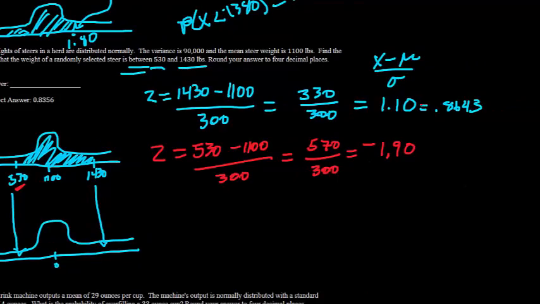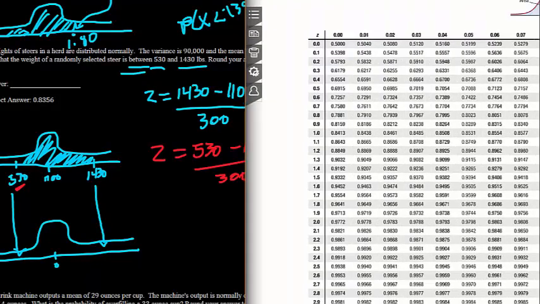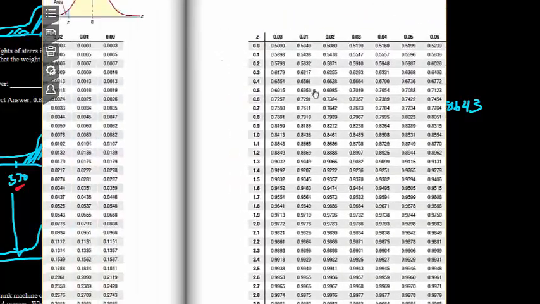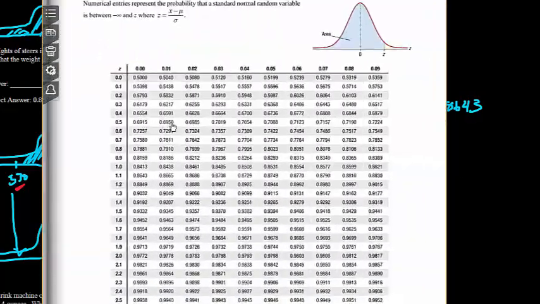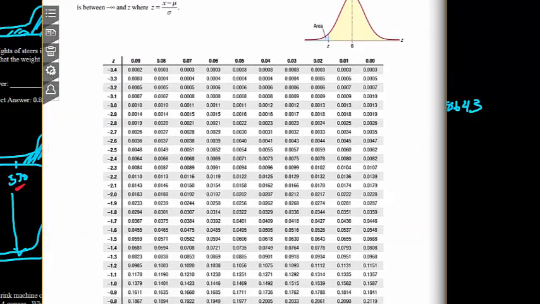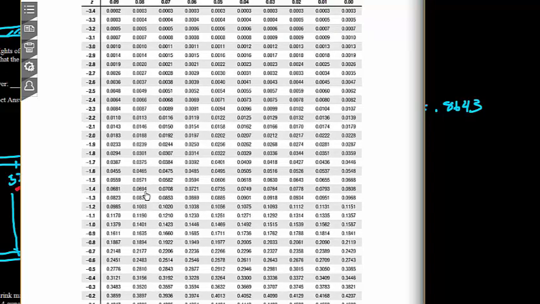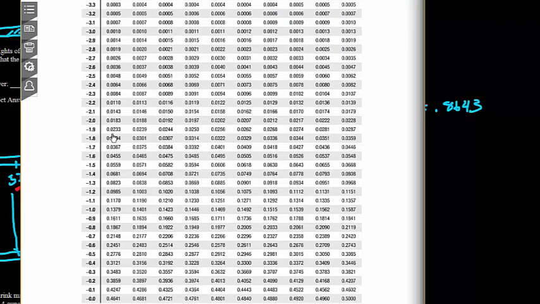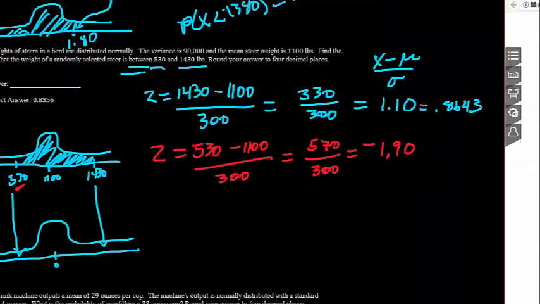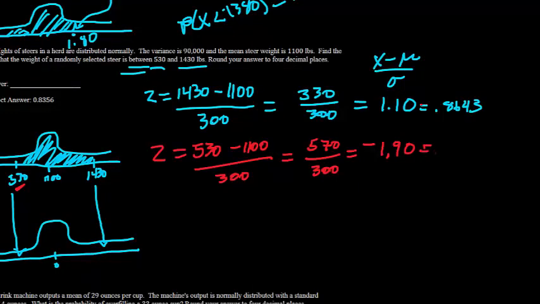And this guy, the negative, actually is on the other side of the page. So let's pull over to the left, because that's where our negative numbers are. What was our number? Negative 1.90. Negative 1.9. We got to go all the way to the other end. 0.0287 is the number that I'm looking for. Again, negative 1.9 and 0 at the top. This is equal to 0.0287.